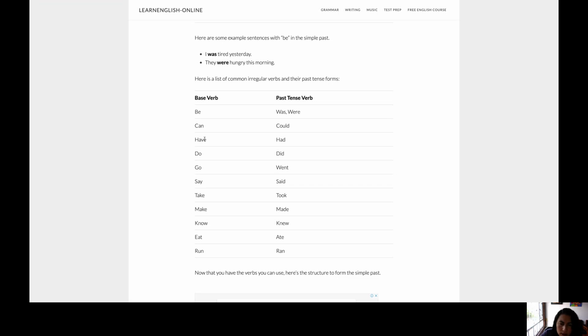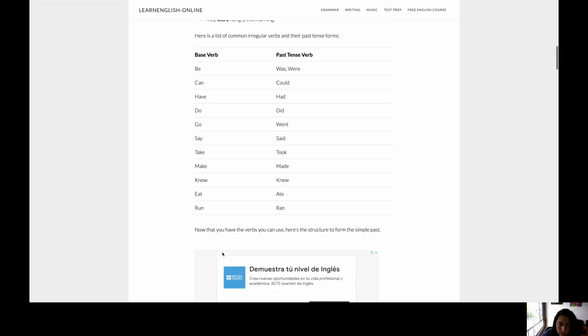Can, could, have, tener, had, the past, do, hacer, did, in past, go, ir, went, say, decir, said, take, tomar, coger, agarrar, took, make, hacer, made, know, saber o conocer, knew, eat, comer, ate in past, run, ran, correr.